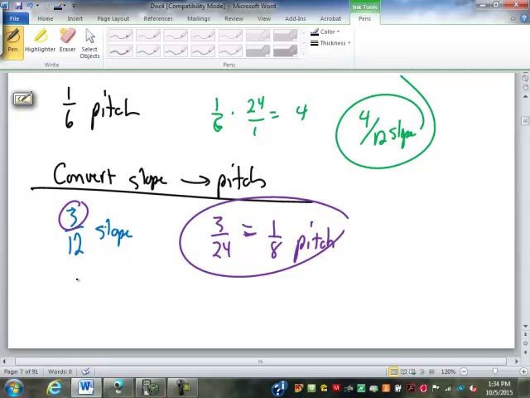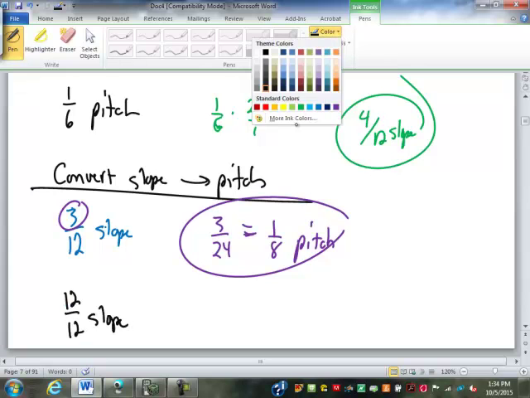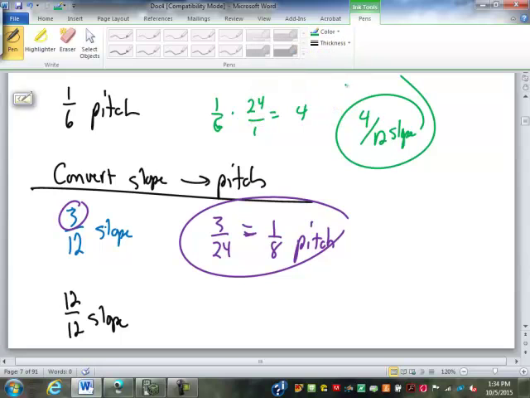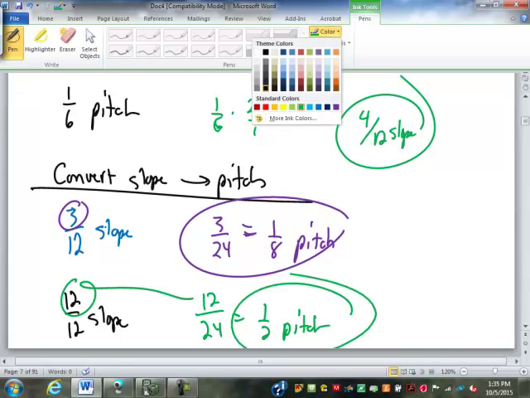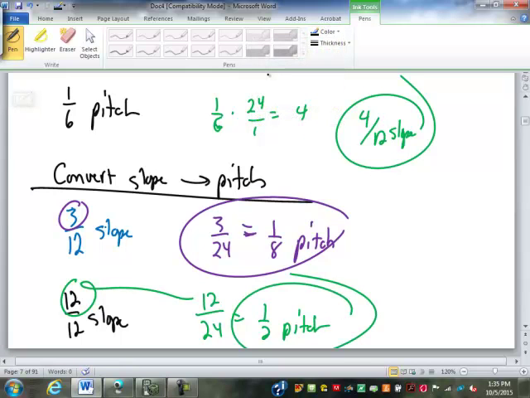Or if you have a 12/12 slope. Careful, everybody wants to call it a 1 pitch, but it's not. You take the 12 off the top, it's 12 over 24, which reduces to 1/2. That is a 1/2 pitch. 24/12 would be a 1 pitch, yes.